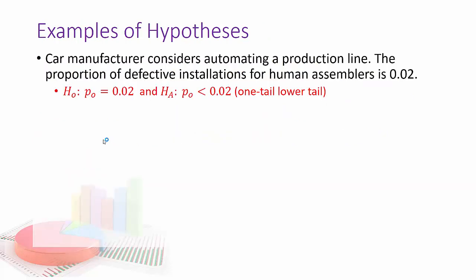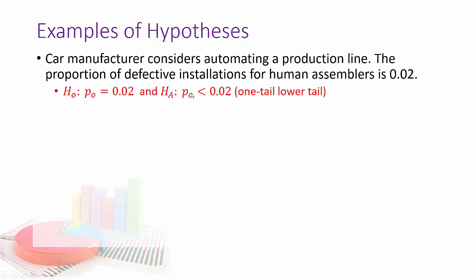Okay. So let's go over some examples of hypotheses just one more time. A car manufacturer considers automating a production line. The proportion of defective installations for human assemblers is 0.02. So your null is always going to be just that value. H naught: P naught equals 0.02.